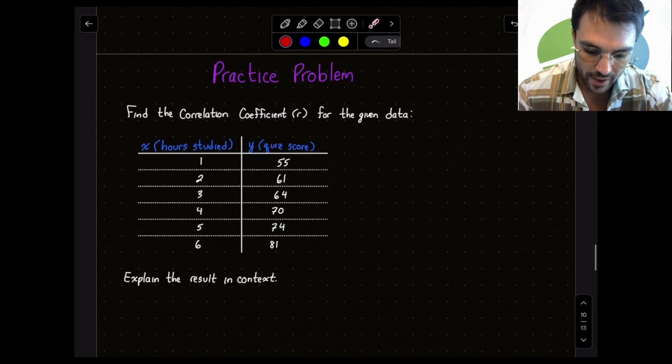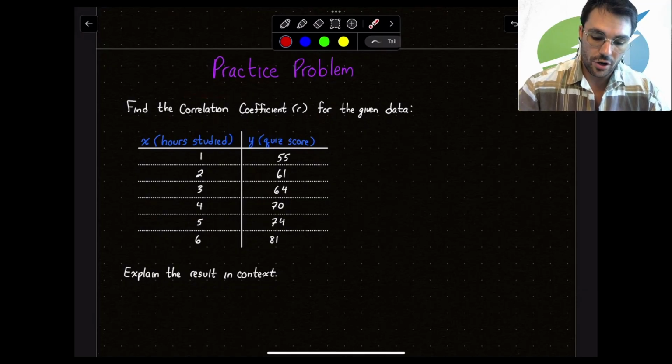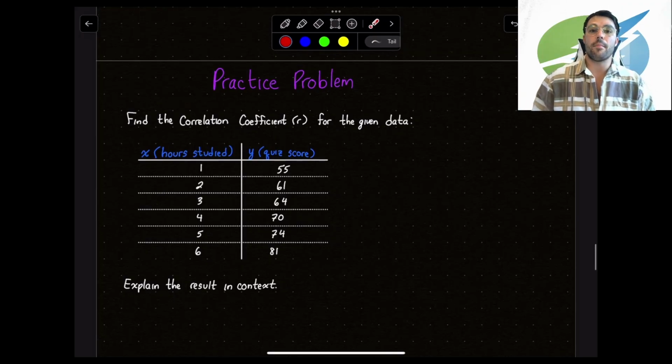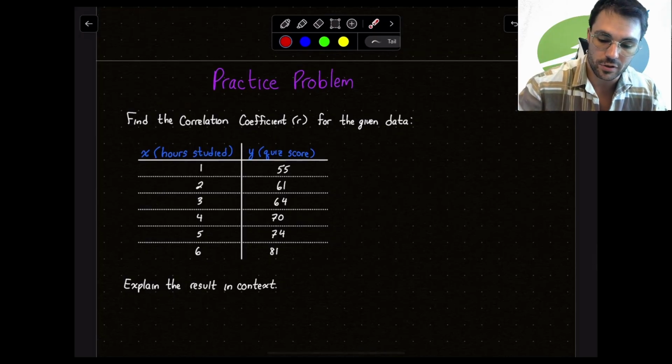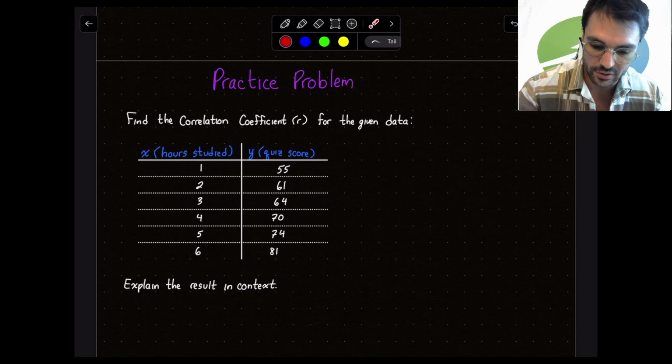And here we have a practice problem. Find the correlation coefficient R of the given data and explain the result in context. Cool. So take a minute to take a stab at this problem, pause the video here, and take a look. All right. Hopefully you paused to work on it. Let's take a look at the solution.